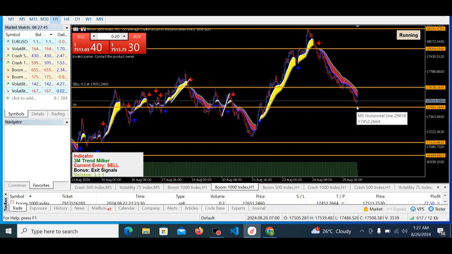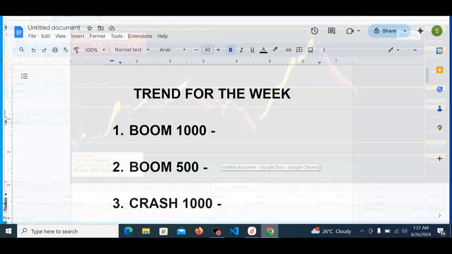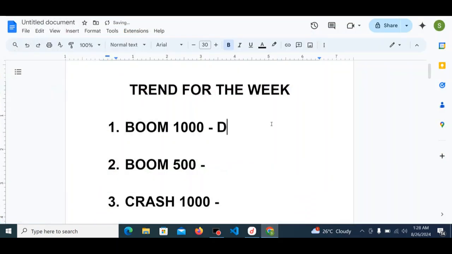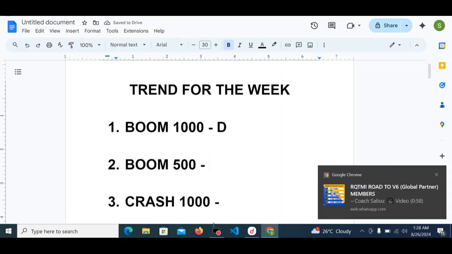Of course, I might even remove this TP and readjust it downward and use stop loss to lock up some part of the profit, because I know it's still going to sell more. So this is very important. This is going to be giving us more of a downtrend than an uptrend, just the way you have seen it. The next asset is going to be Boom 500.